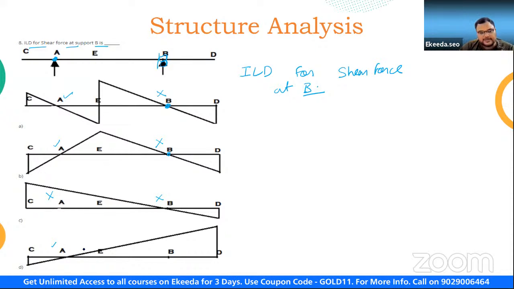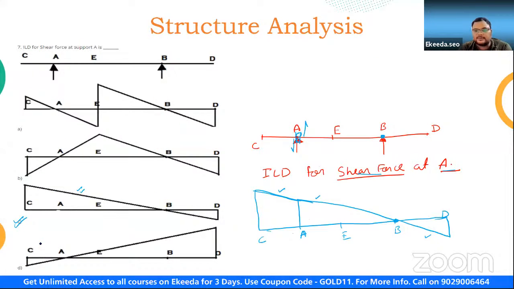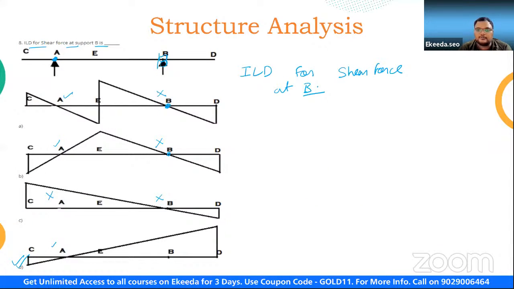I think Sushmita has already got the correct option. The correct option that remains is option D, right? So using a similar concept here, you could have easily drawn the ILD for shear force at B. So see here, I am going to use the same concept that I just told you.